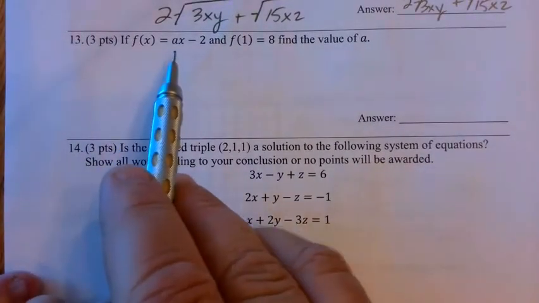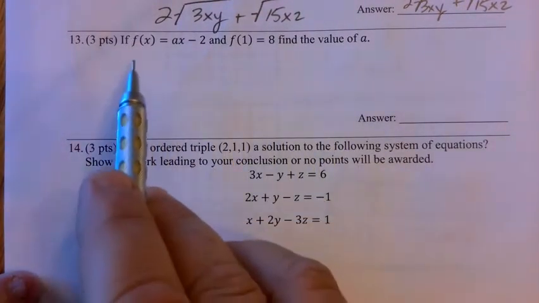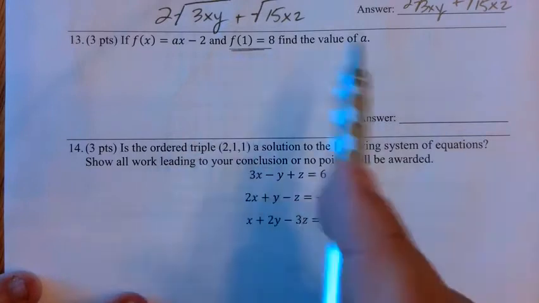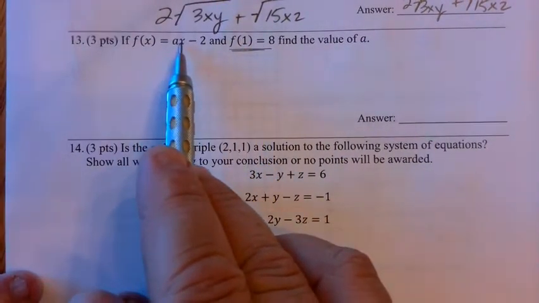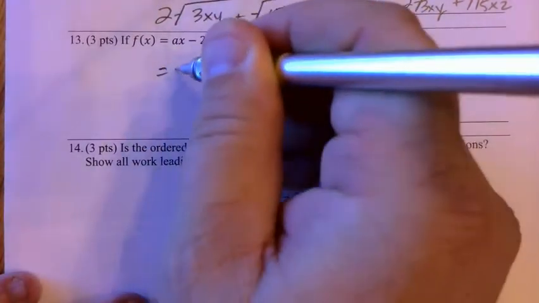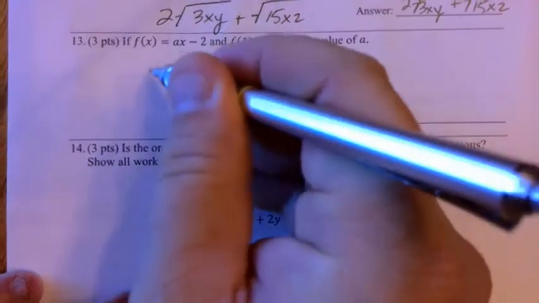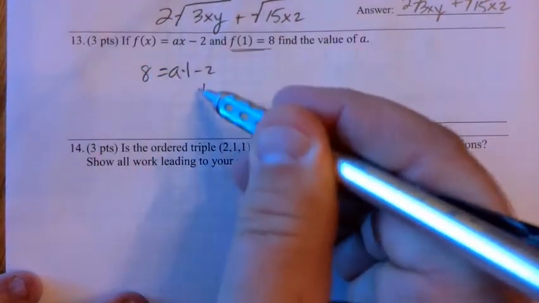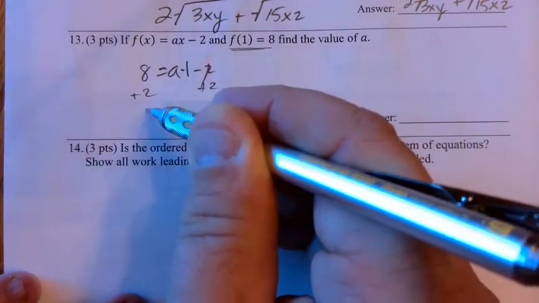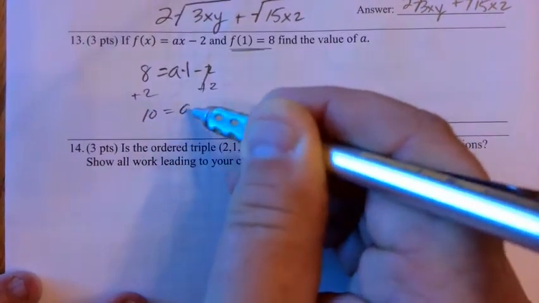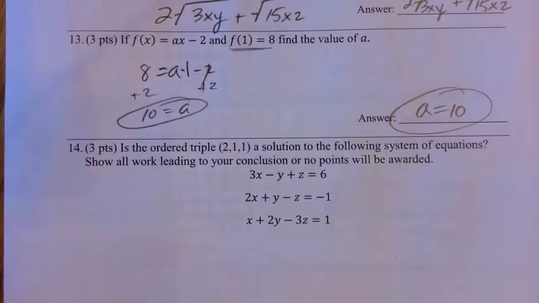If f of x equals ax minus 2 and f of 1 equals 8, find the value of a. Well, all this is telling me is a point, the point (1, 8). So if I put a 1 in for x, this is a times 1 minus 2, and it will equal 8. So I just put that in and solve it. Add 2, so I get 8 plus 2 is 10, equals 1 times a, which is a. There's a. A equals 10. Okay.